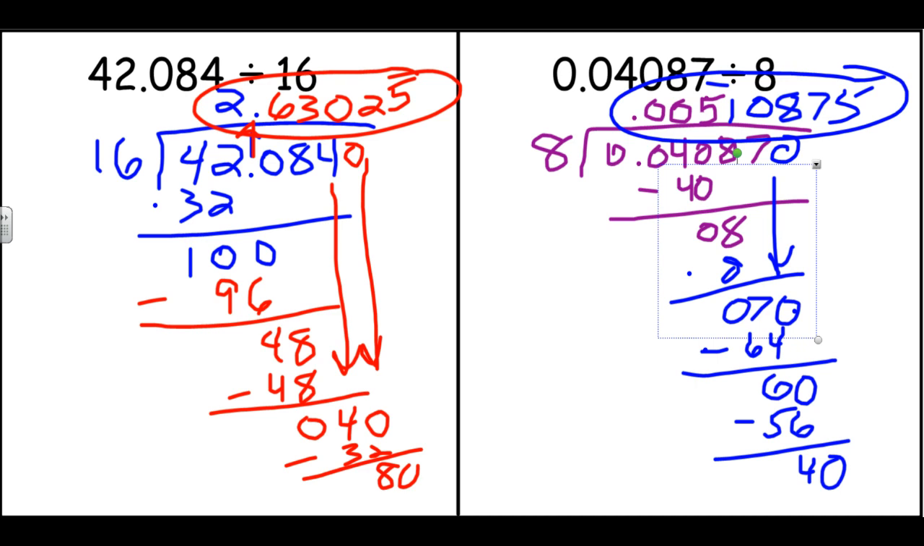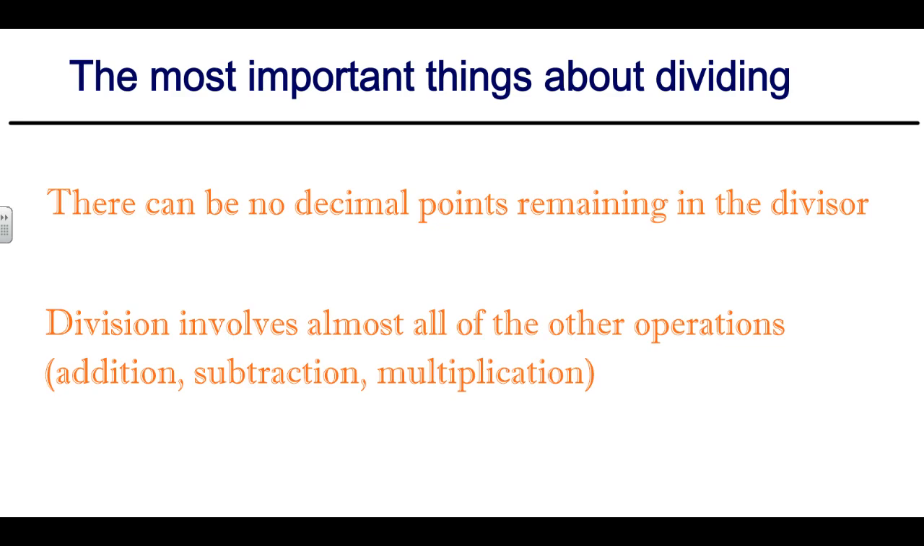So as we said, the most important things we need to remember about division are that there can be no decimal points remaining in the divisor. The dividend is fine. We can have decimal points in the dividend, and we can have as many decimal places as we want in the dividend. It's just the divisor we can't have decimal points in. And division involves almost all of the other operations at some point: multiplication, subtraction, and addition.